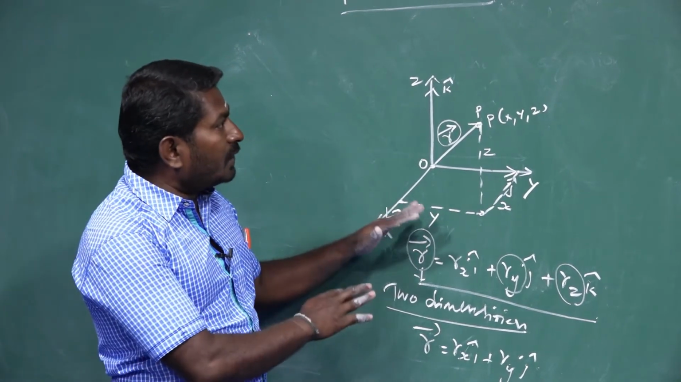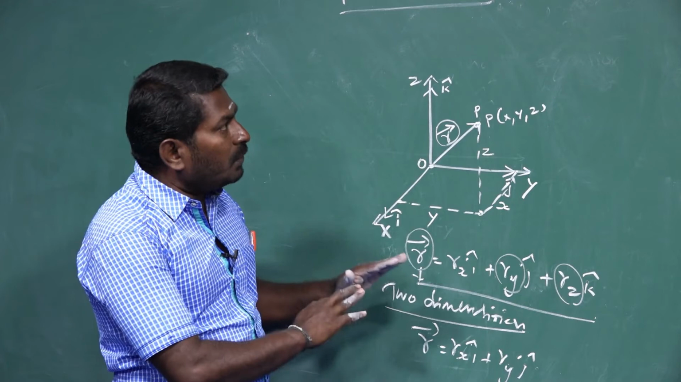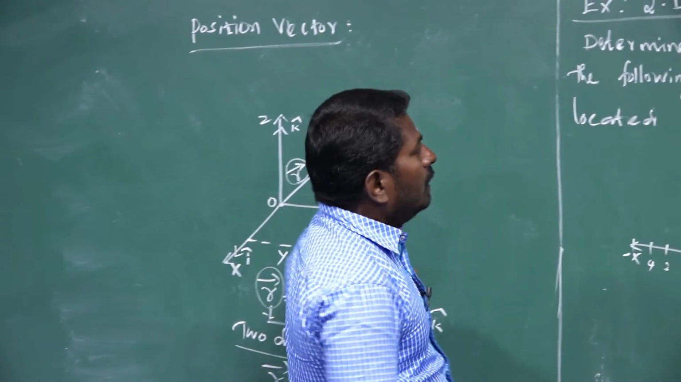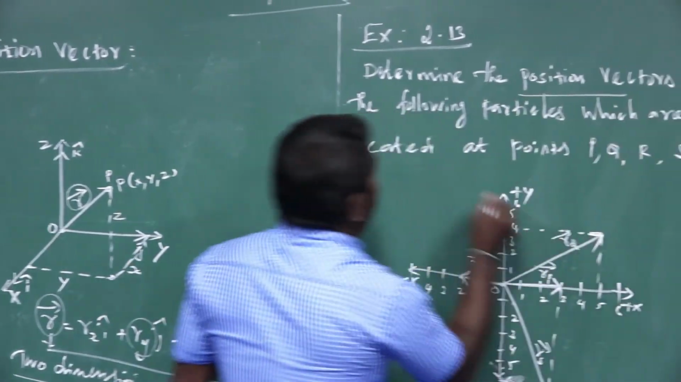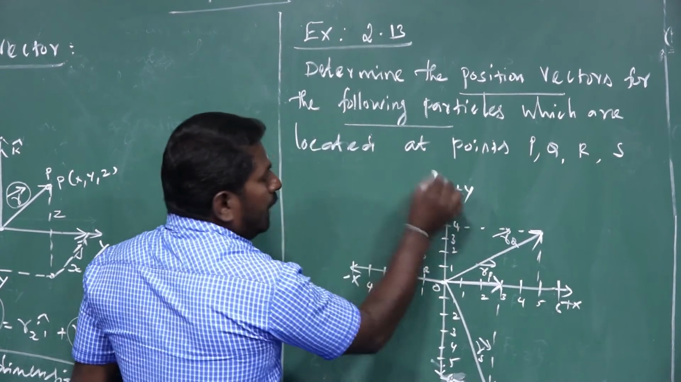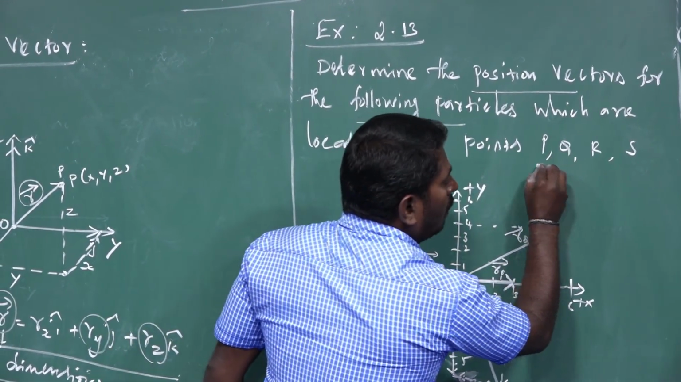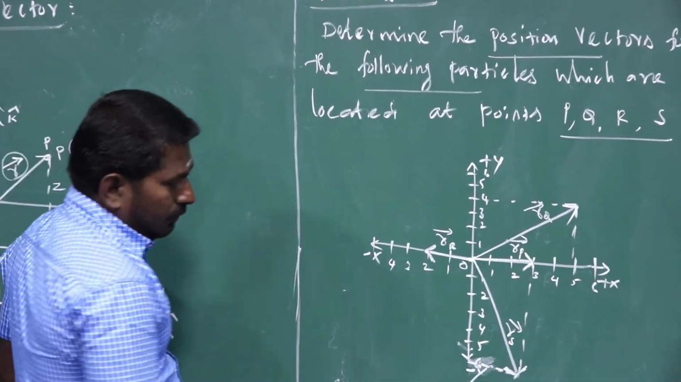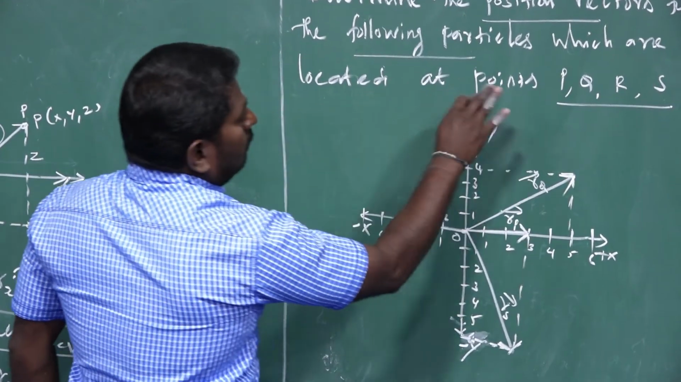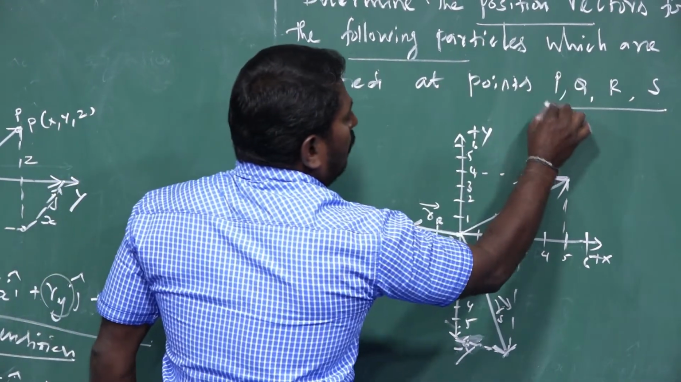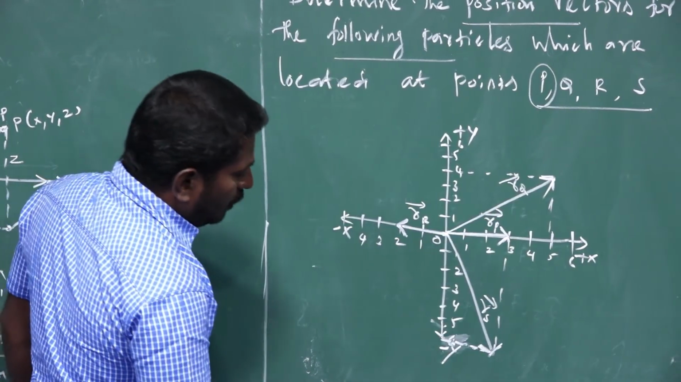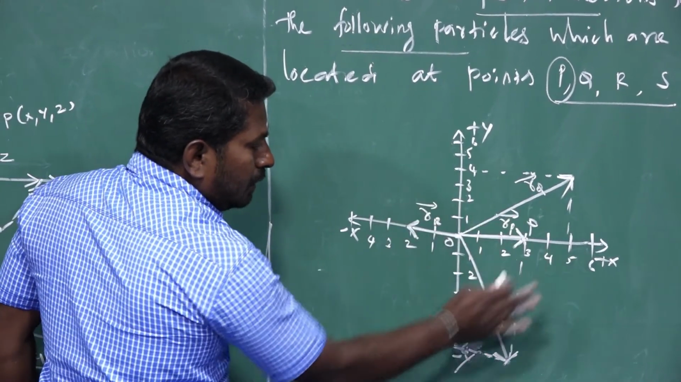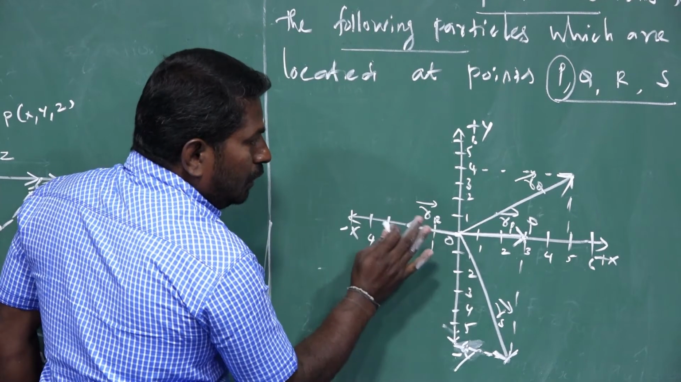So next, on the basis of the position vector concept, we are going to solve one textbook problem. Example 2.13. Determine the position vector for the following particles which are located at points P, Q, R and S. See the picture, it is one of the graphs. First, determine the position vector at point P. See the point P, this is point P. This is a Cartesian coordinate system, two-dimensional.